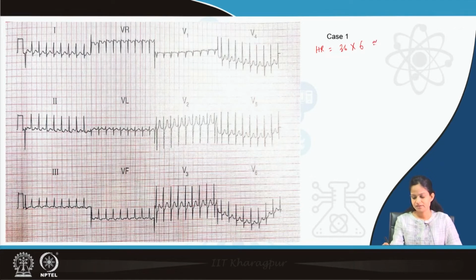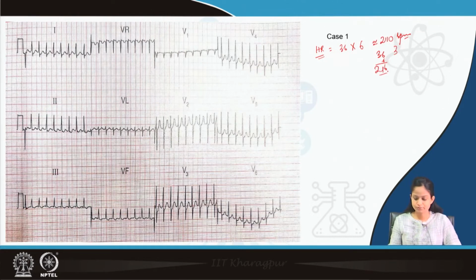210. So, it will be approximately around 200, I am not going into the absolute calculation, 210 beats per minute. So, it is more than 200 beats per minute. So, heart rate, if we just go 36 times 6, that is 216. So, 216 beats per minute.